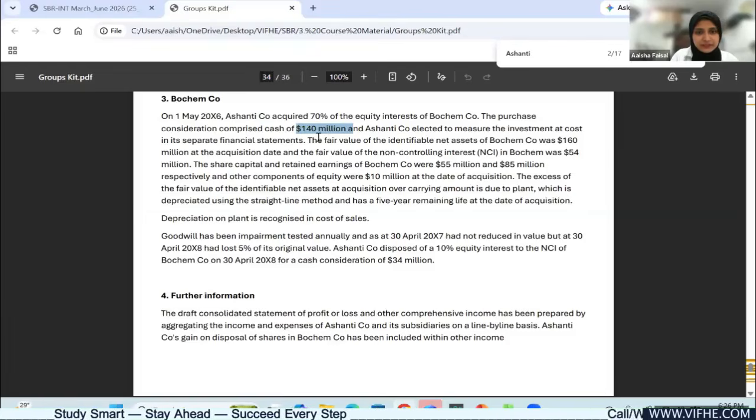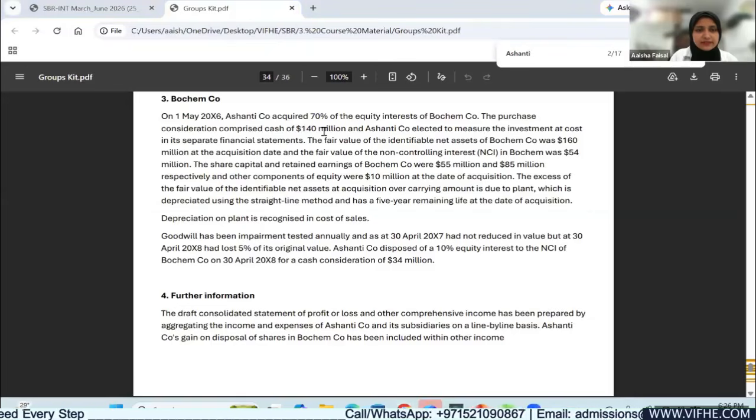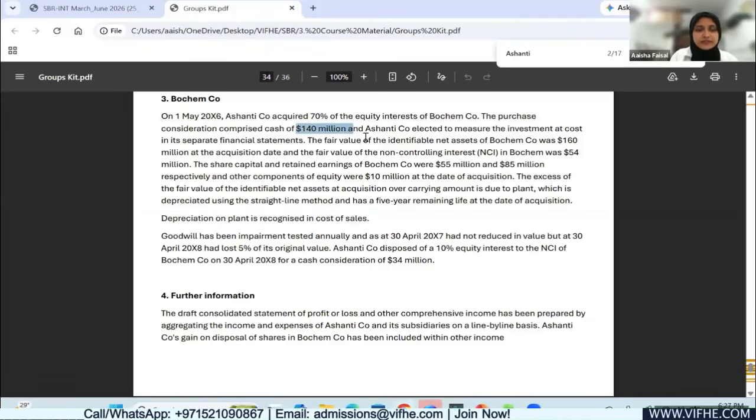By the way, this 140 million that you all have acquired, is it 100% of the company or 70% of the company? Put it in the chat box, 100% or 70%. You are paying this 140 million for 100% of the company or 70% of the company?